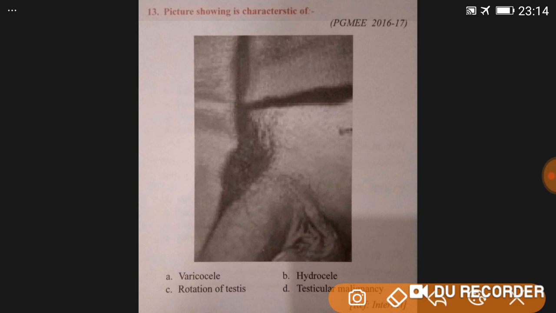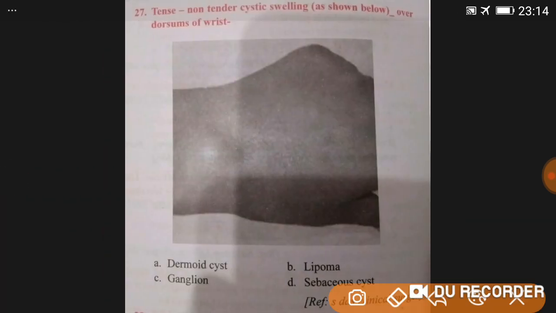Picture showing the characteristic of this shows varicocele. Okay. Tense, non-tender cystic swelling as shown over the dorsum of wrists. This is known as ganglion. This is known as guys ganglion. Okay. What was the treatment? Surgical treatment or aspiration, you can say. I hope till here it's clear for you.